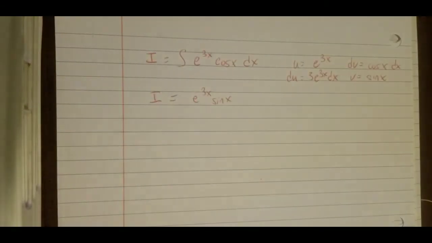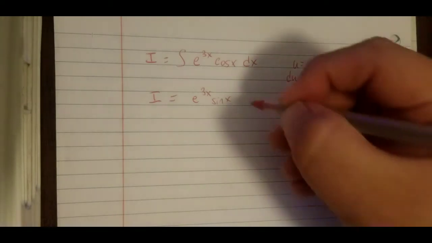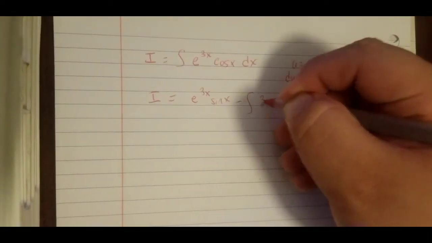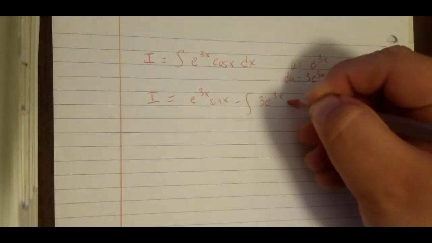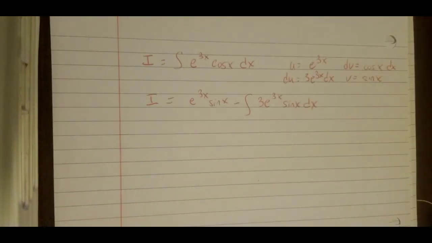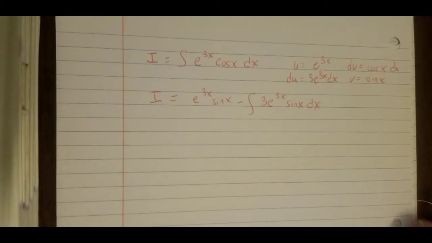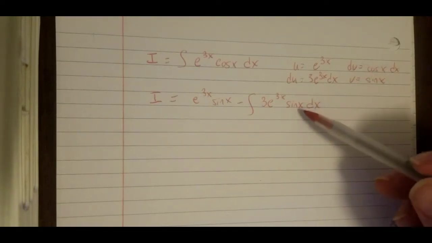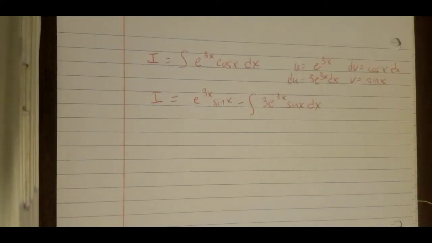And of course, this is all equal to our integral, and then of course, minus the integral of v du. But this is not quite the same as we had for our original integral. This is now a sine function as opposed to a cosine function.